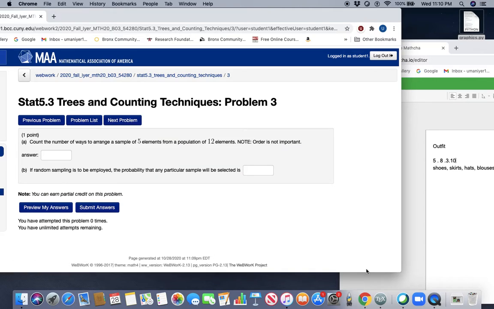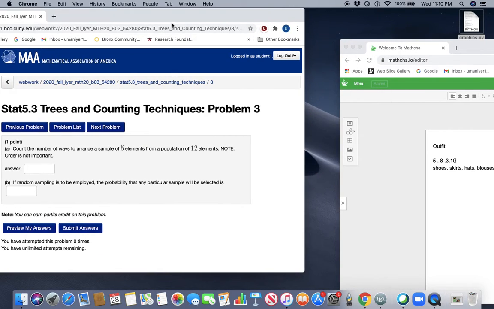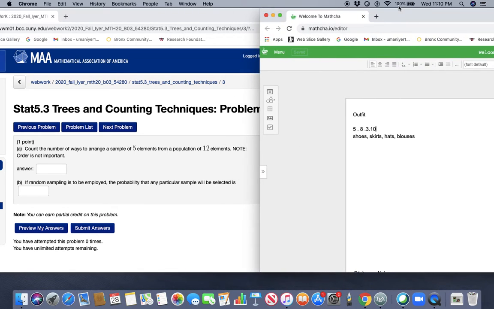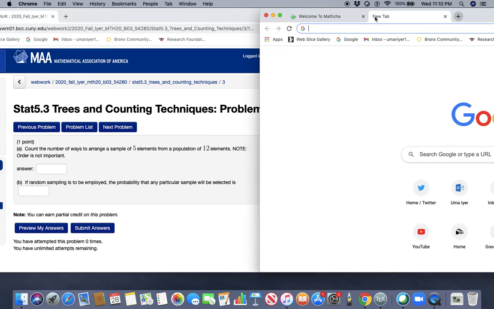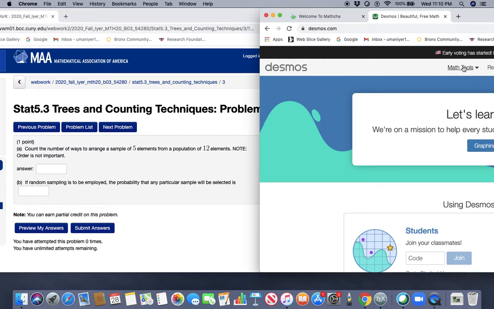Next problem. Count the number of ways to arrange a sample of 5 elements from a population of 12. Well, you want to choose 5 from 12. It's a sample. In other words, it's a group, right? So what we are going to do is use a combination. So let's get our calculator ready.